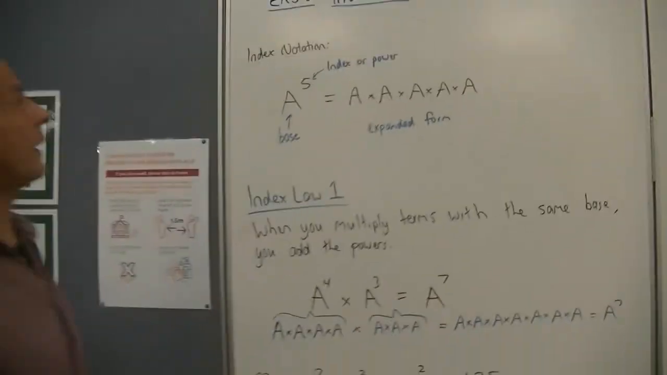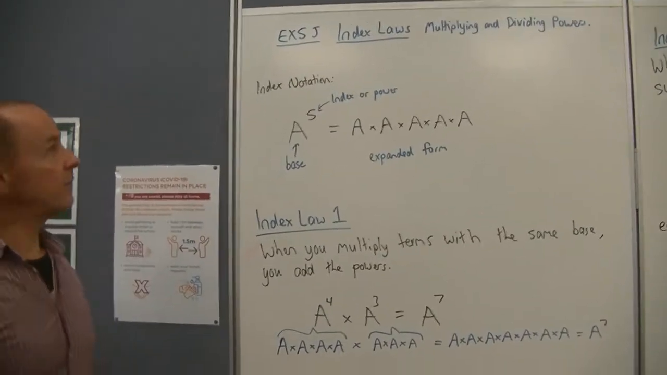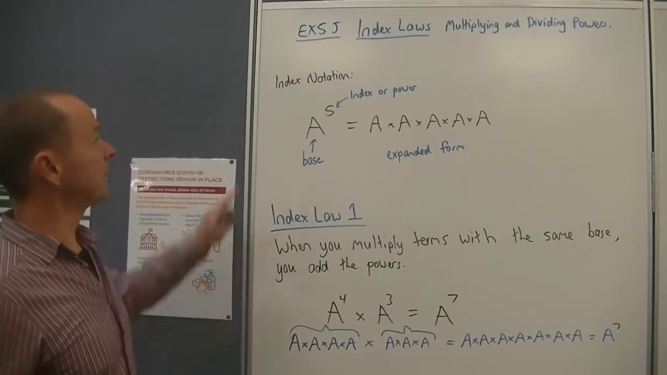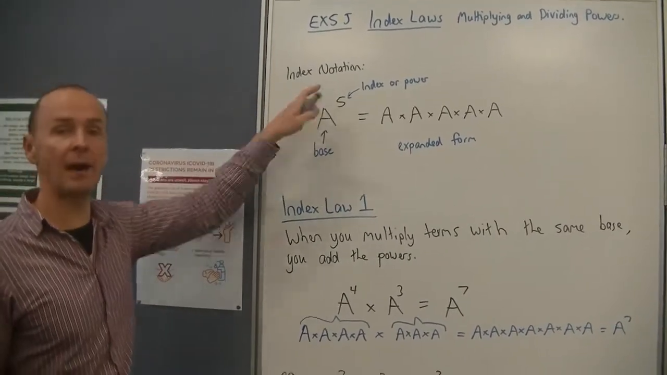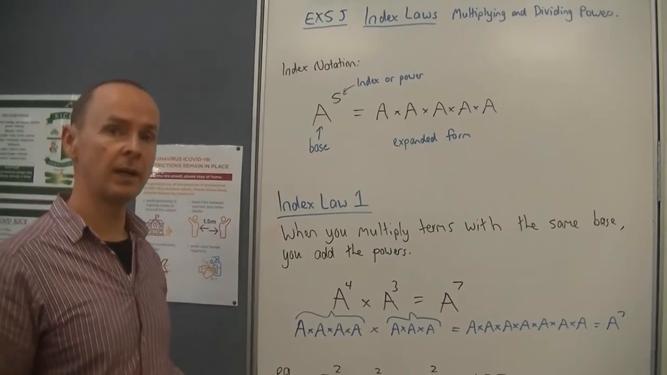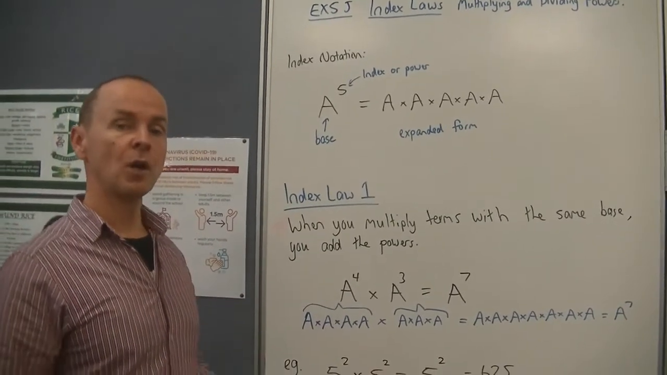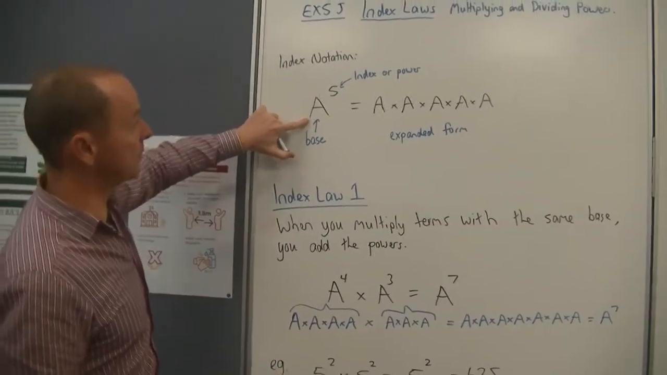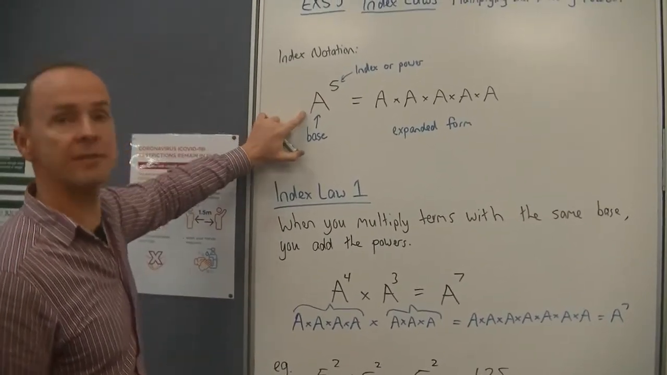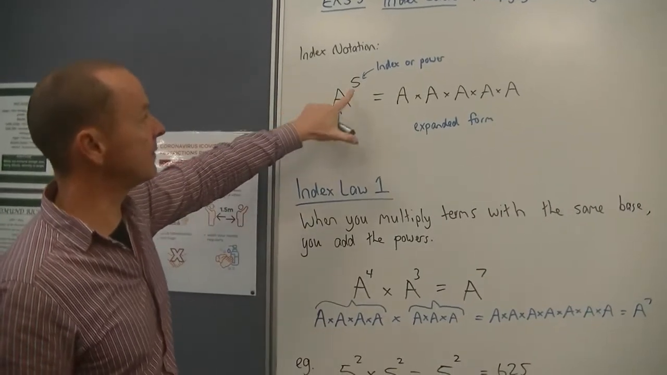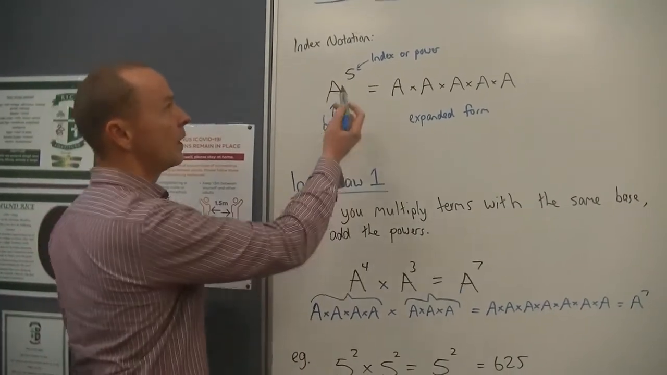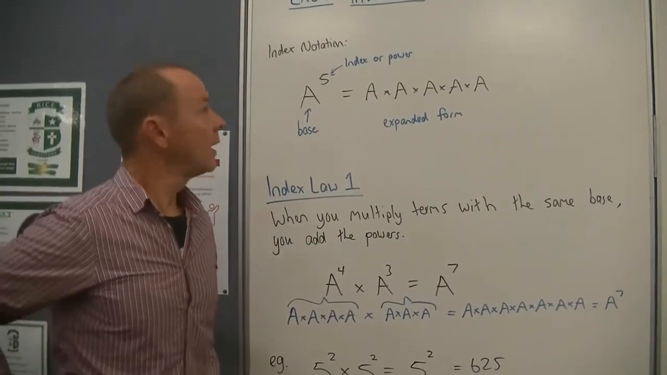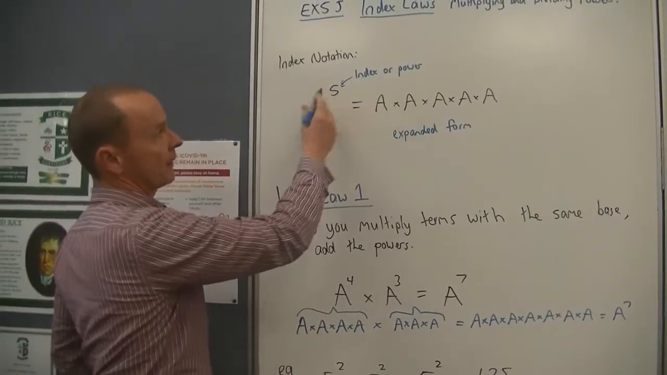Good job, everyone. Okay, so this exercise is about multiplying and dividing powers. So before we begin, index notation. When you've got a power, you might have seen these before, like squared. 5 squared is 25, or 5 cubed even. So the number on the bottom is a base. In this case, it's a, a pronumeral. That's a base. We call this top number the index or the power. Sometimes they call it the exponent, but I'm just going to refer to that mainly as the power.